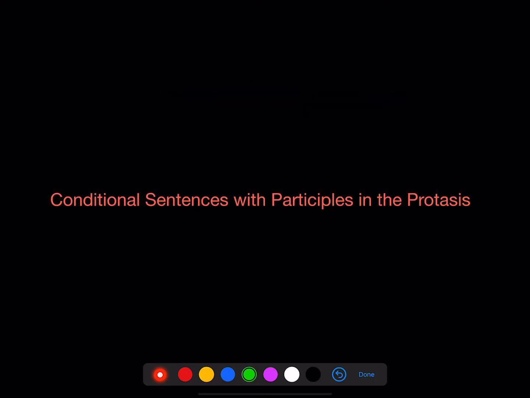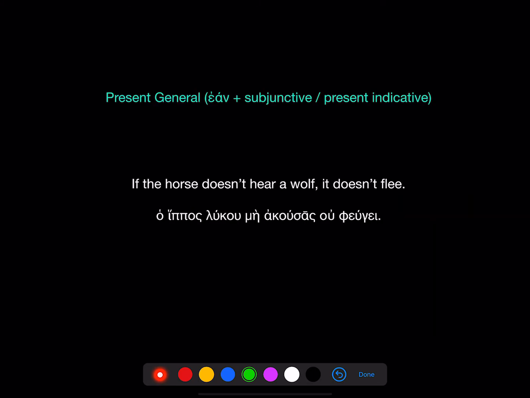Now you can actually replace the protasis, the if clause, with a participle. So let's look at examples of those. And so for each of these, I maintain up here what it would be if we were writing it out as two full clauses rather than using a participle. And then we'll do it with a participle down here in the example. So here's a present general. Ὁ ἵππος λύκον μὴ ἀκούων οὐ φεύγει.